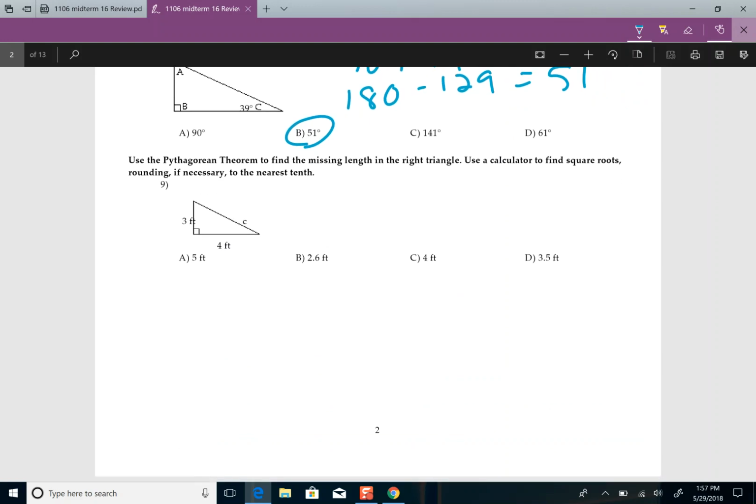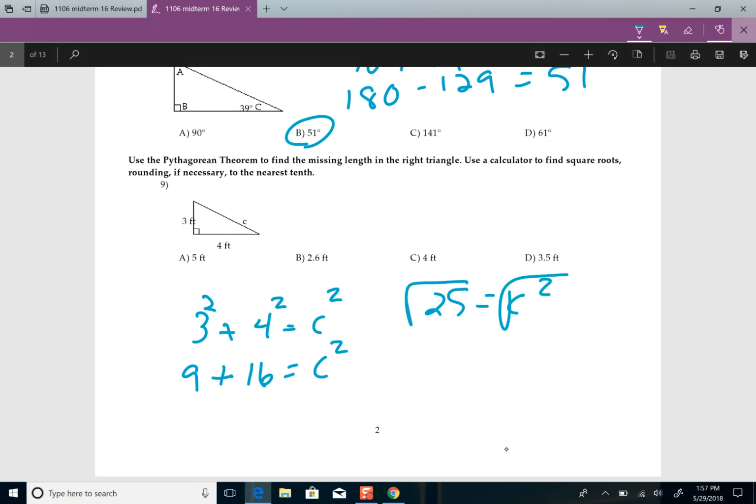Okay. Number 9, I want to use the Pythagorean theorem to find the missing side. This is a right triangle, so that's the reason we can use Pythagorean. What Pythagorean says is if I take the two sides and square them, I'll get the square of the hypotenuse. 3 squared is 9, 4 squared is 16. That's going to give me C squared. 9 and 16 is 25. So I'm going to take the square root and get 5.